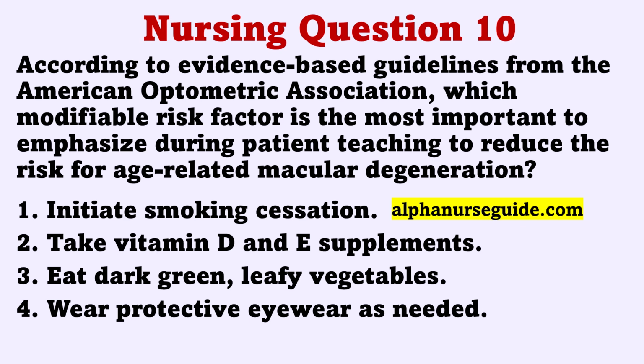The correct answer is 1. Initiate smoking cessation. According to the American Optometric Association, smoking cessation is the most important modifiable factor for decreasing risk for age-related macular degeneration. Consumption of dark green vegetables and use of vitamin supplements are recommended, but the evidence is less compelling. Use of protective eyewear is recommended to prevent eye injuries during active sports or hazardous occupations, but this preventative measure is not related to age-related macular degeneration.